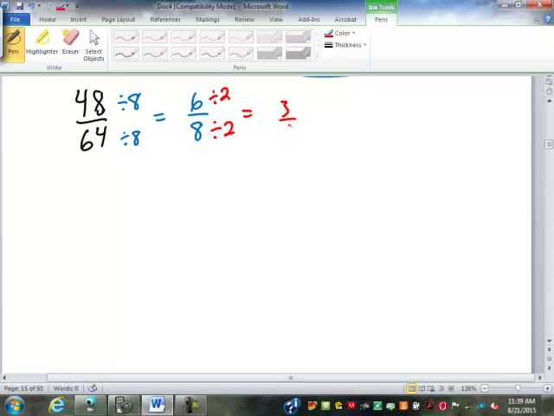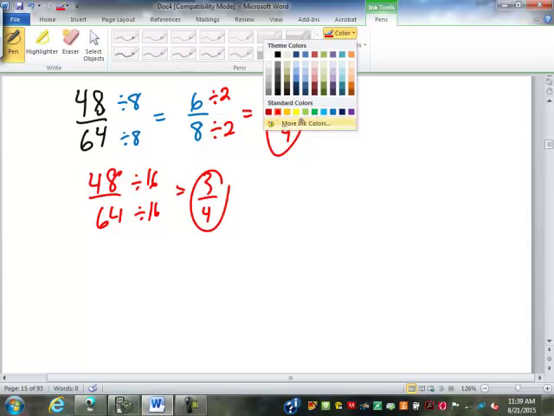Is 3/4. Now, many of us were always taught that you have to find the largest number that goes into both of those. It's not true. I mean, it's easier if you do. If you had looked at this and saw both of those can be divided by 16, it would have reduced it in one step. We would have got 3/4. But you don't have to see that.